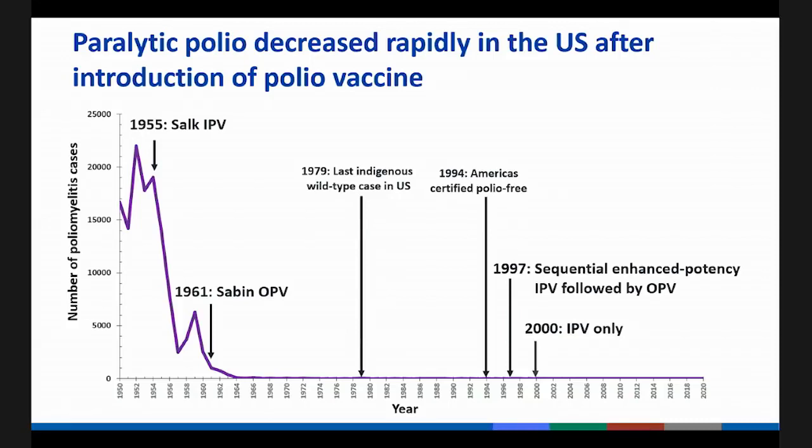In the US, the incidence of paralytic polio decreased rapidly after the introduction of the Salk inactivated polio vaccine in 1955. The Sabin oral polio vaccine was used for routine childhood immunization for decades, but in 1997, an enhanced potency IPV was introduced as part of a sequential schedule with OPV. And then in 2000, the US moved to an IPV-only schedule. IPV has been the only polio vaccine recommended in the US since that time.